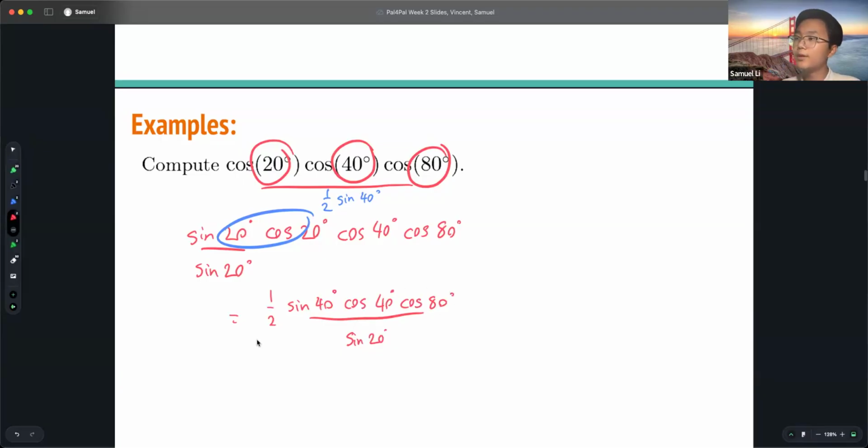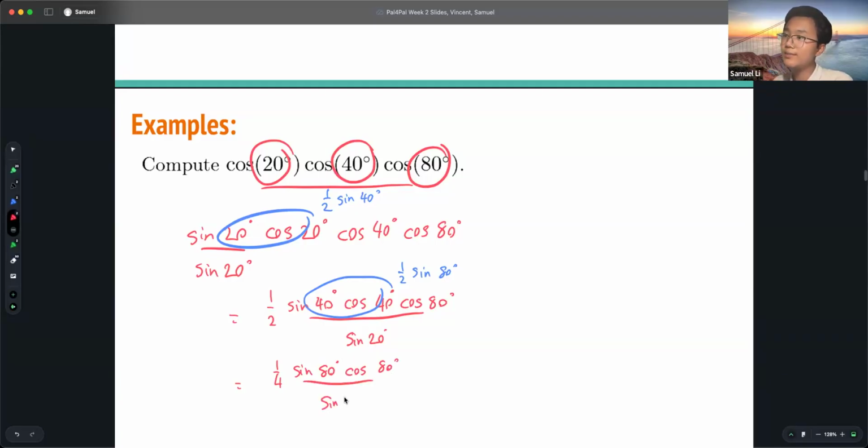And now we can just repeat the process. We have a sine 40 and a cosine 40. This right here is equal to half of the sine of 80 degrees. So, again, we can simplify the equation. And now it becomes a fourth, because we have half times a half of sine of 80 degrees times cosine of 80 degrees. And we can simplify this once more into 1/8 of the sine of 160 degrees over sine of 20 degrees.